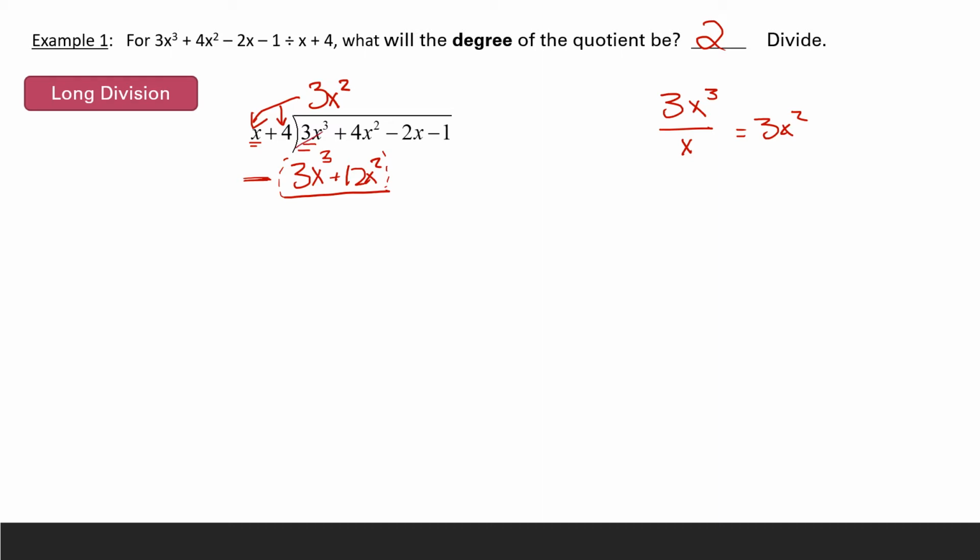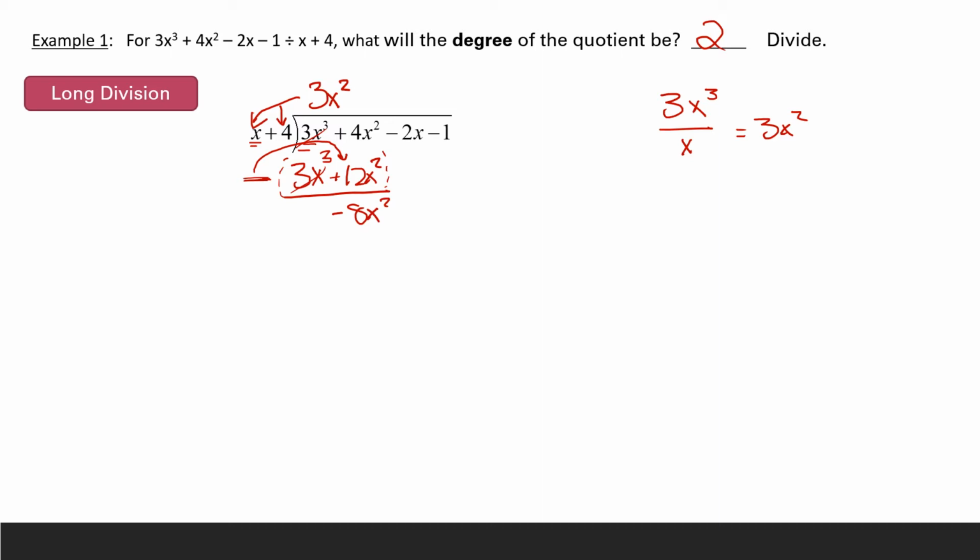So 3x cubed minus 3x cubed is gone. 4x squared, and then 12x squared, but we're subtracting that, right? That's why we have that big subtraction sign there. So it's actually subtract 12x squared, we get negative 8x squared. And that's our first piece done.